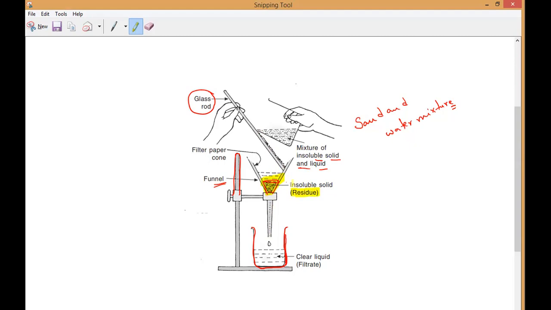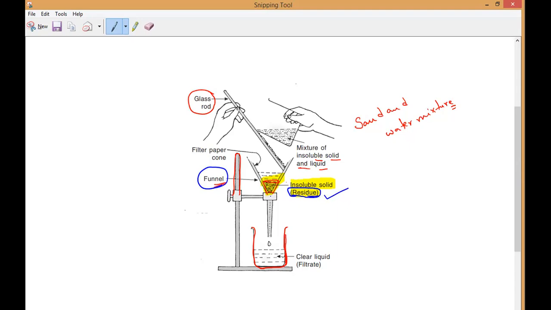The insoluble solid, the sand, we call it by a name. What is that name, everyone? Residue. Please remember that. The insoluble solid which is obtained in the funnel is called residue.